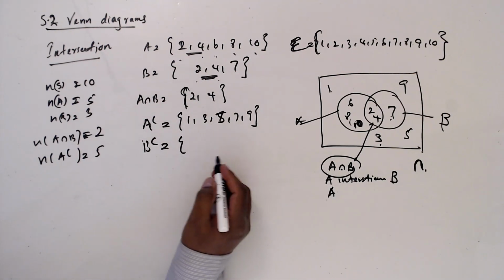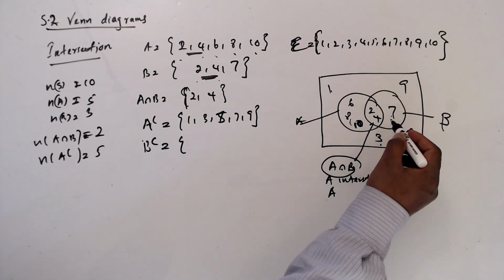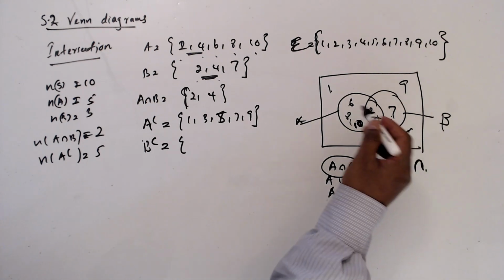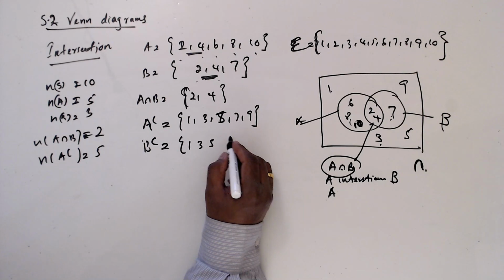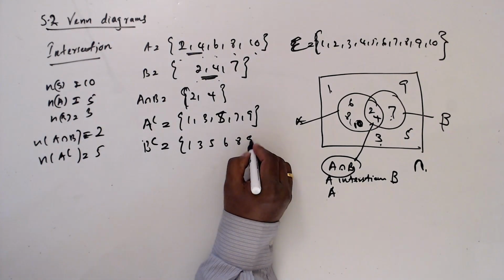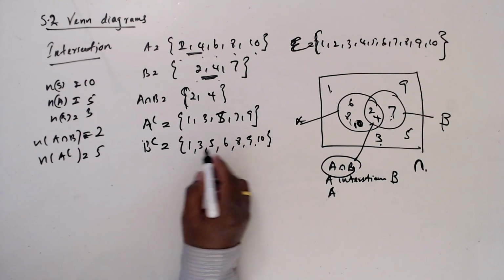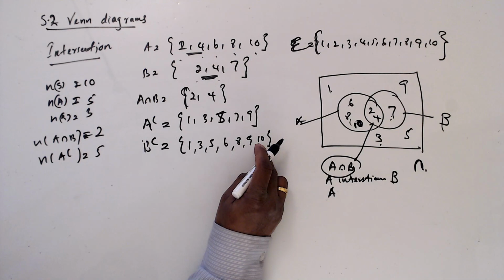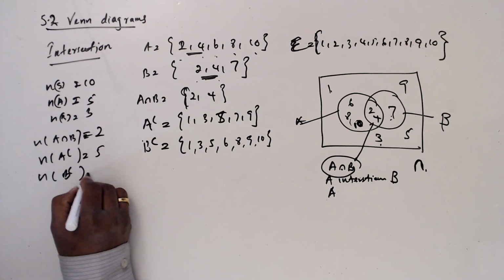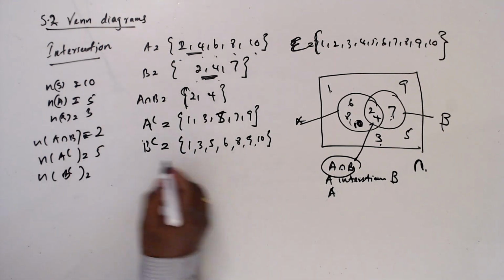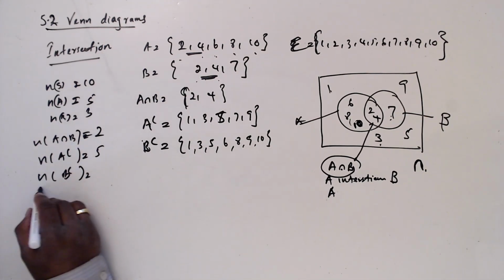What is B complement? Not belonging to B. Find B and don't include those elements. So don't include 2, 4, 7. So B complement is 1, 3, 5, 6, 8, 9, 10. That is 7 elements, and 7 plus 3 is 10. Right, that's fine. And n(B complement) is 7.